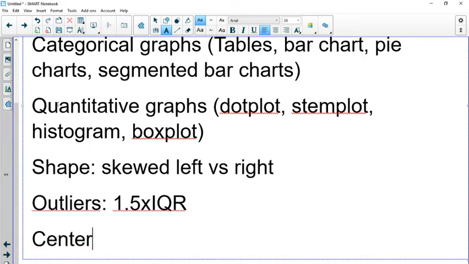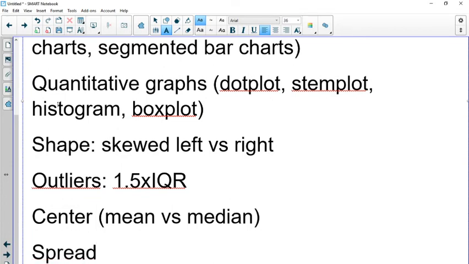Center. That's going to be mean versus median. Spread, we have standard deviation and interquartile range. So shape, outliers, center, spread. We use all those tools to describe the distribution. We use the quartiles to make a box plot.